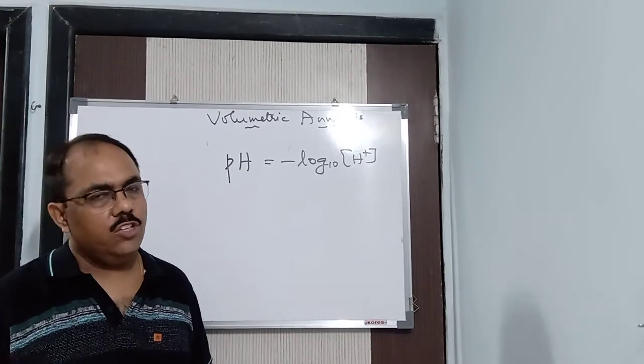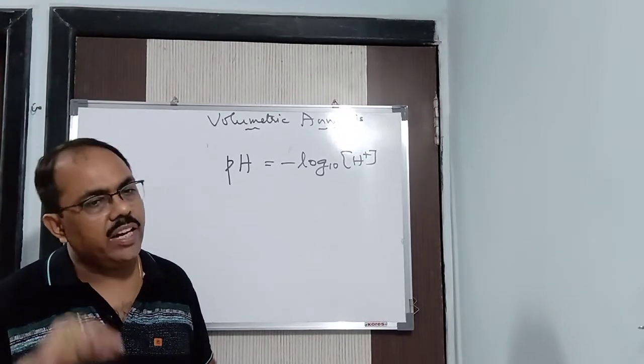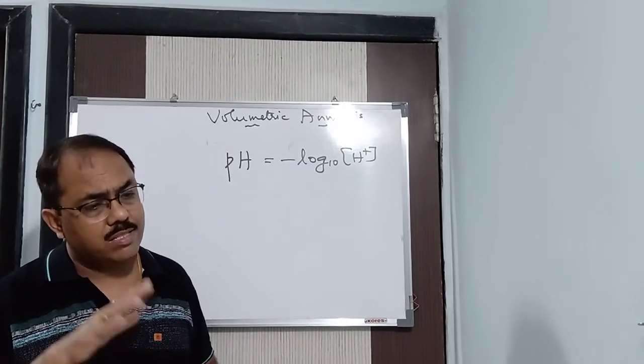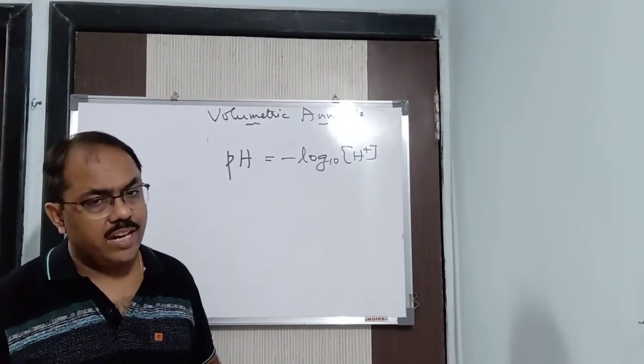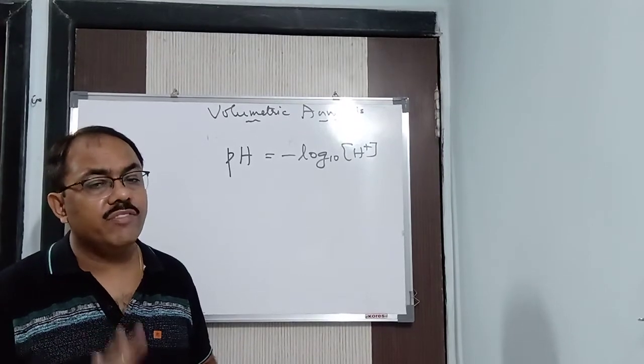Same thing I said, you need to know the end point. At a particular point when you are doing the titration, it will indicate. The color of the indicator is going to change, by which you will come to know, yes, this reaction has taken place, the titration is complete. So what should be the choice of indicator here?